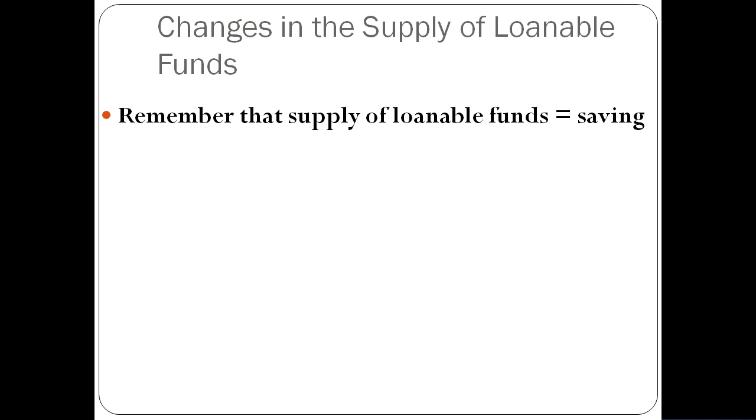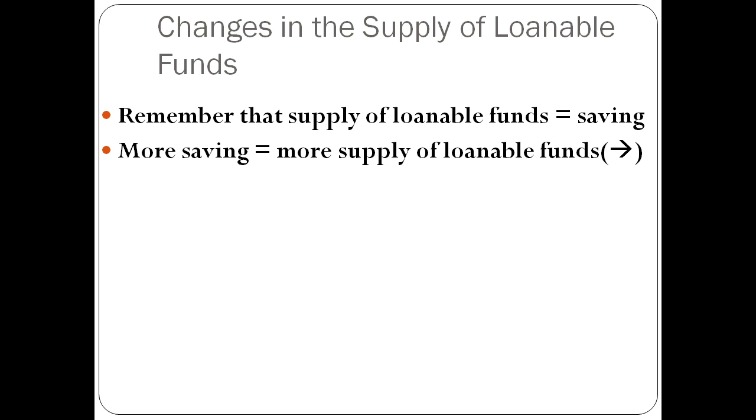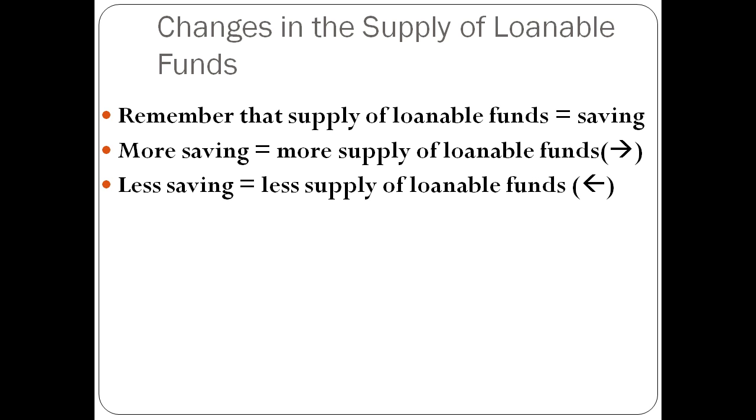All right, now we're going to take a look at the other side of the loanable funds market, which is the supply of loanable funds. So remember that the supply of loanable funds is equal to saving. Saving affects the supply of loanable funds. Saving is thus the determinant of the supply of loanable funds. More saving, more supply of loanable funds. The supply of loanable funds is going to shift to the right. Less saving, less supply of loanable funds. The supply of loanable funds is going to shift to the left.